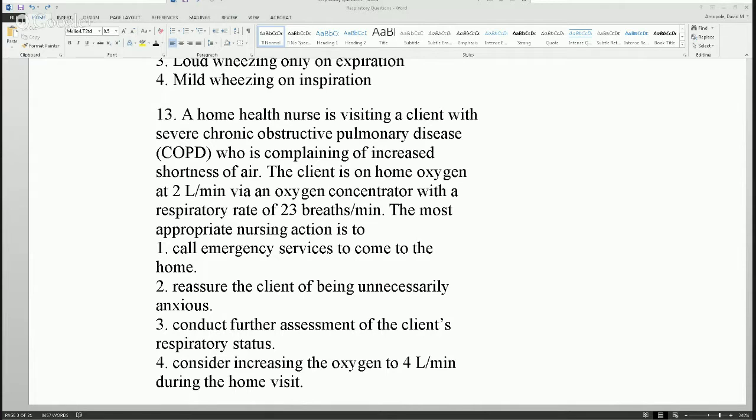Three. Yes, conduct further assessment. Asthma attacks progress. The client may wheeze during both inspiration and expiration. The significant findings are noticeably diminished breath sounds, which means reduced or absence of moving air. We have to assess further.